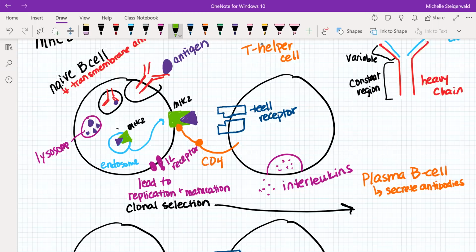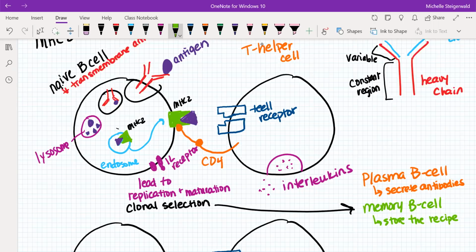Additionally, you want to create memory B cells. Now that you've found an effective antibody against an antigen, sure, you beat it back this time, but what if you see it again in the future? You want to keep this on file. So this is going to store the recipe for that particular antibody.